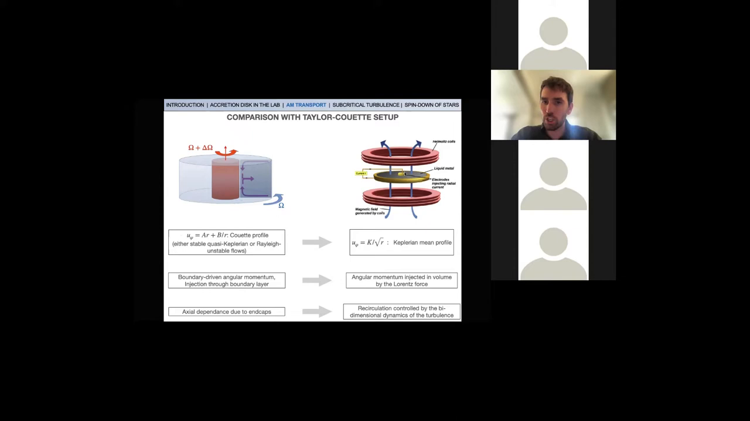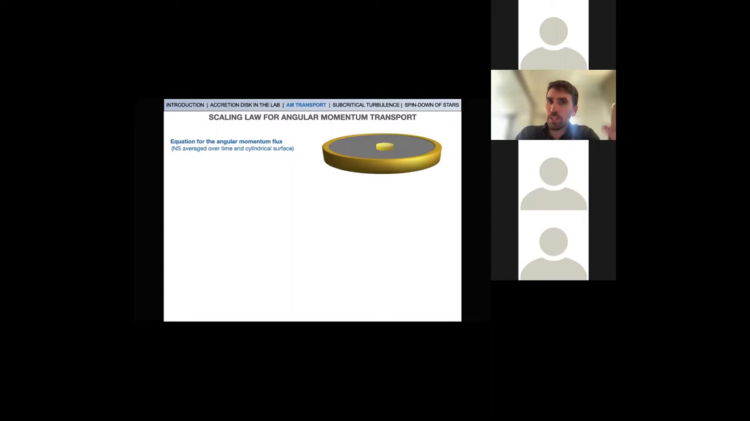And while in Taylor-Couette flow, we have this problem with the end caps, which introduce some dependence in the z direction, here we have a way to control this dependence by tuning the magnetic field. As we go to very large magnetic field, we can get two-dimensional turbulence, which strongly reduces this type of recirculation here. Okay? So for these three reasons, we can believe that now we can go back to studying the angular momentum transport and see what we can obtain with that.